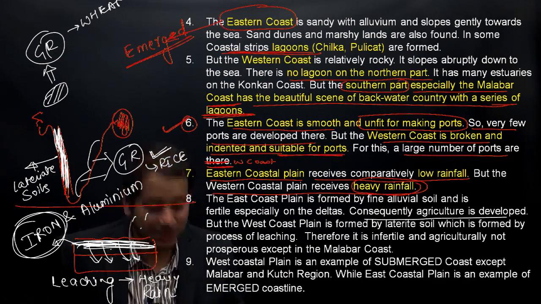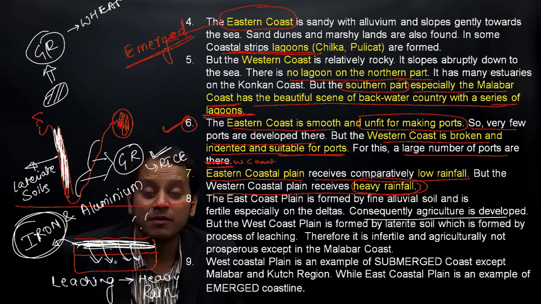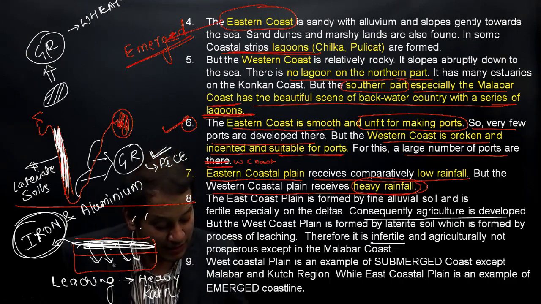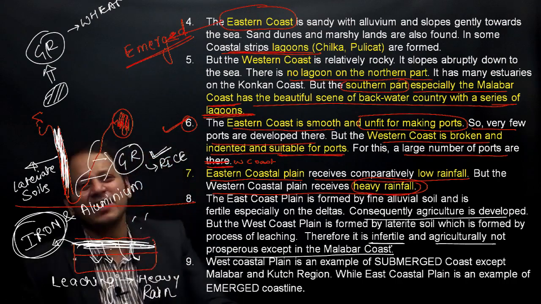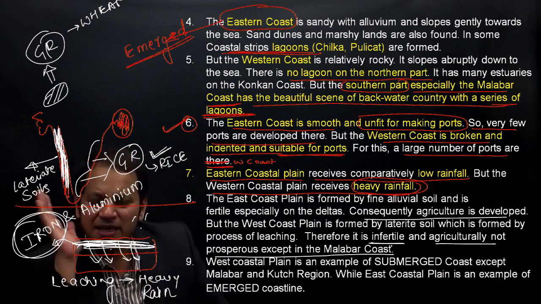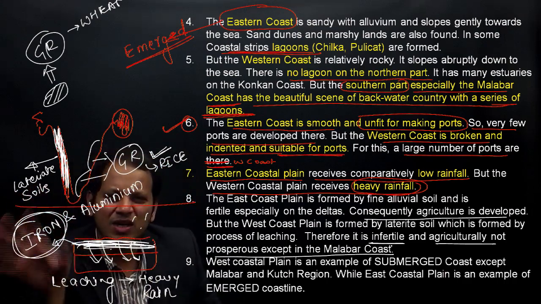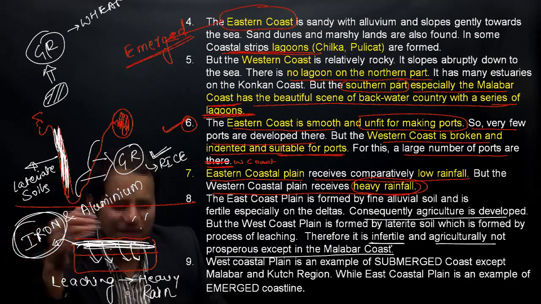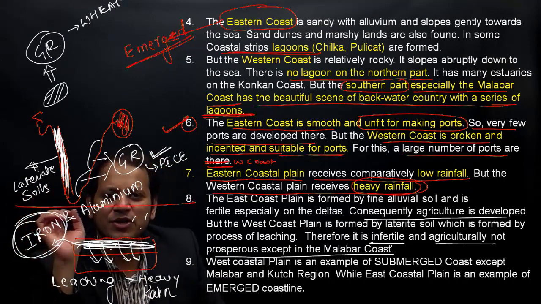But the west coastal plain is formed by laterite soil, which is by the process of leaching. Therefore this soil is infertile and agriculture is not prosperous except in the Malabar coast. Malabar coast mein agriculture is somewhat prosperous. It is not that in the areas of leaching nothing grows. Cashew nut grows, coconut grows, and therefore the west coastal plain, even the Kerala region, is famous for cashew nut and coconut.